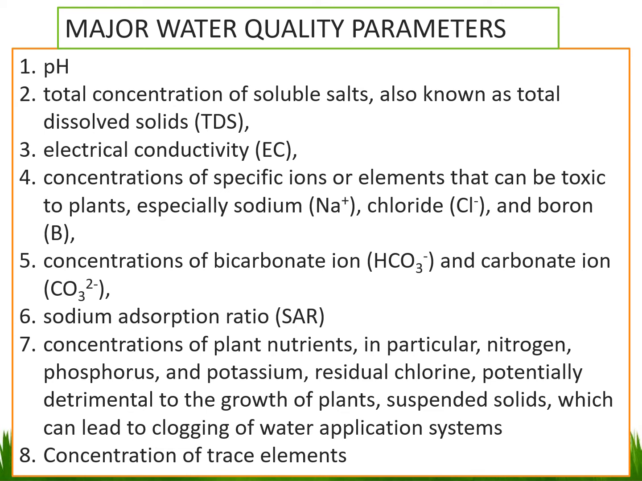Basic water quality parameters are pH, TDS, electrical conductivity. Then we have different ions like sodium, chloride, boron, which can be toxic to the plants, and then concentrations of bicarbonate ion, and then carbonate ion. Then we have sodium adsorption ratio, and then we have concentration of plant nutrients, in particular nitrogen, phosphorus, and potassium. Residual chlorine, potentially detrimental to the growth of plants. Go through it, please.